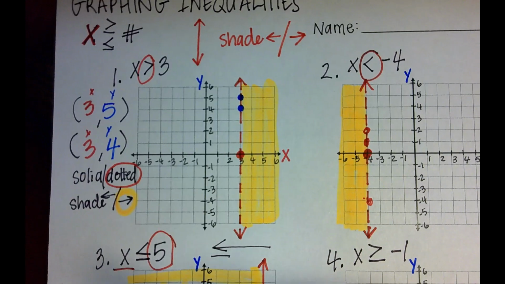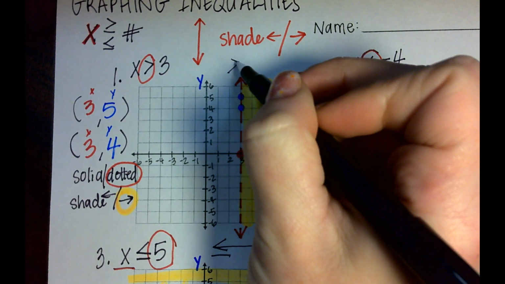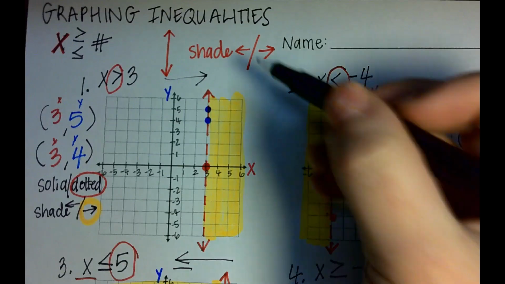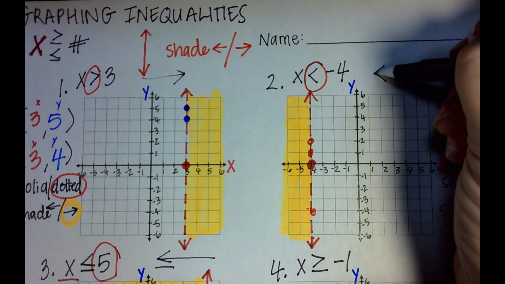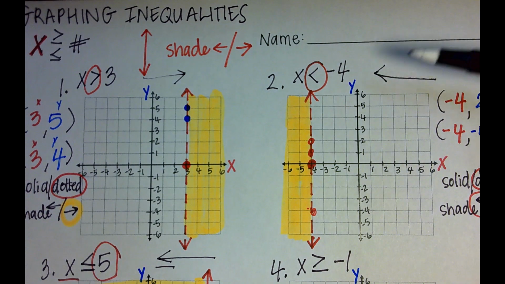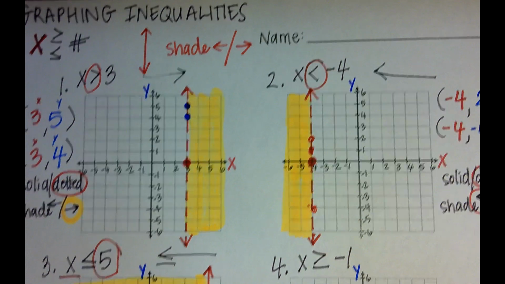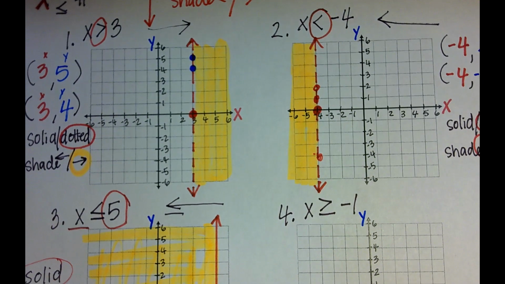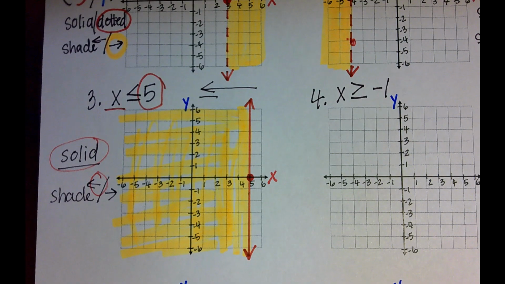We could look up at the others too. I had a greater than sign. Which direction do I shade? Well, if I give my greater than a tail, I'm shading to the right. My less than sign, what direction do I shade? Well, if I give it a tail, it tells me to shade to the left. Yeah, that's a really good trick, and that will work every time. Okay, so there's number 3.